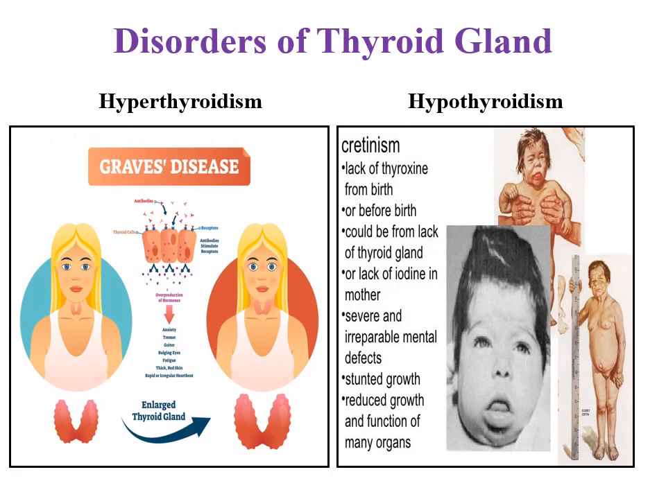Now next we'll move to the diseases or disorders caused by the thyroid gland. If there is more secretion of thyroid hormone compared to the normal level, it leads to hyperthyroidism. And if there is less secretion of thyroid hormone, it leads to hypothyroidism.